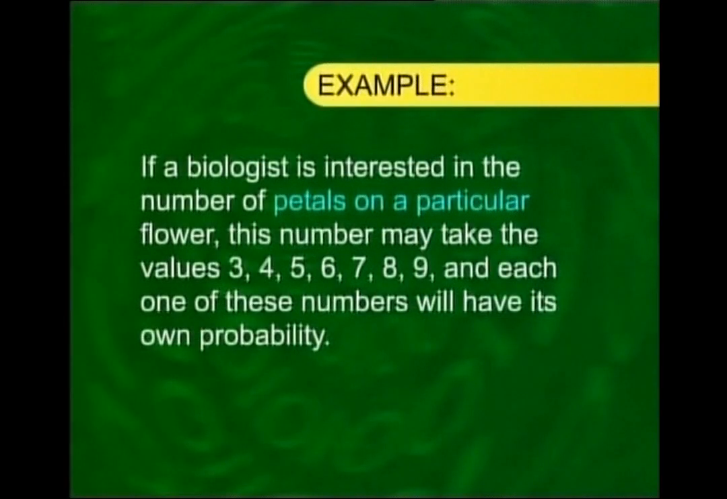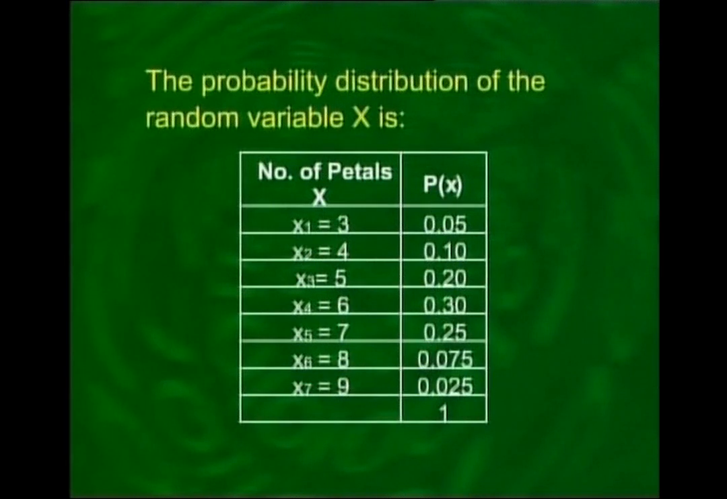Let me now apply this Chebyshev's theorem to the example of the number of petals on the flowers of a particular species that we considered in the last lecture. As you now see on the screen, if a biologist is interested in the number of petals on a particular flower, this number ranges from 3 to 9, and each one of these numbers will have its own probability. The probability distribution is 0.05, 0.10, 0.20, and so on, against the x values 3, 4, 5, and so on.